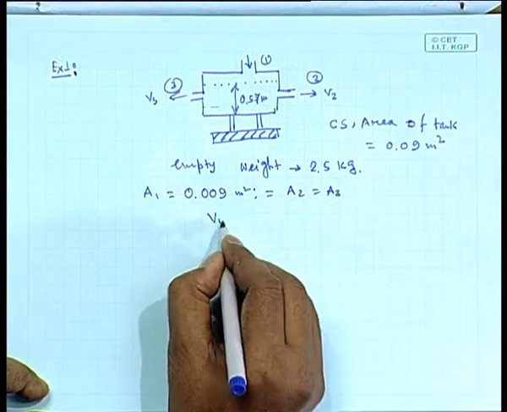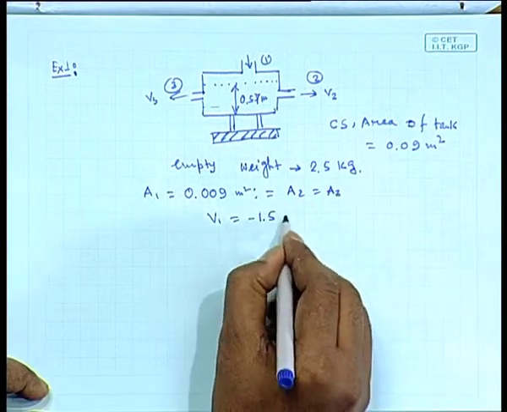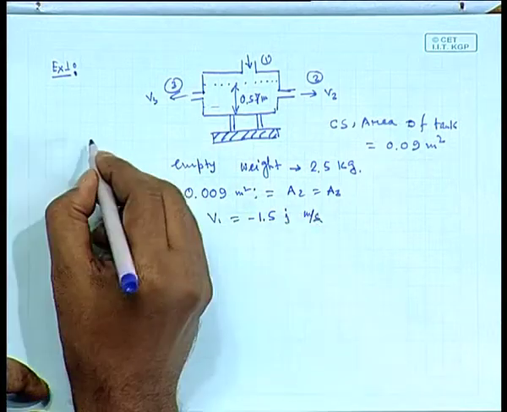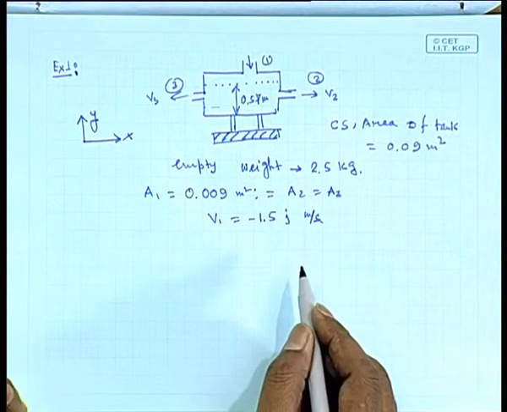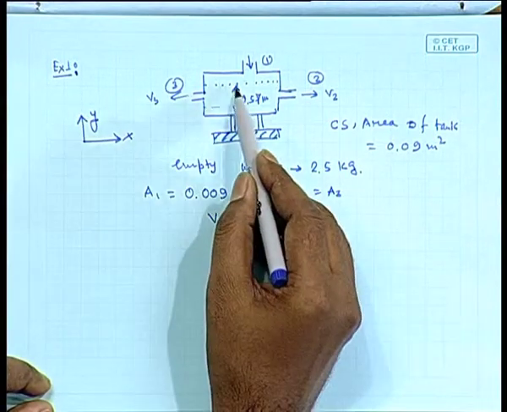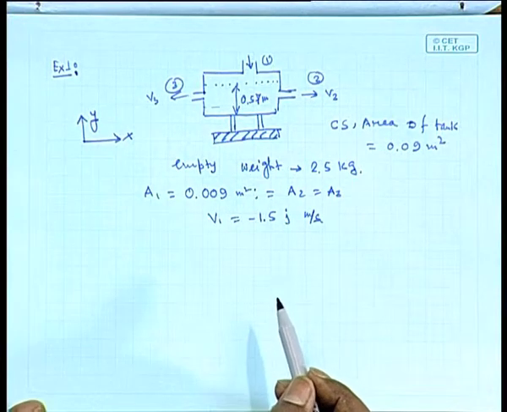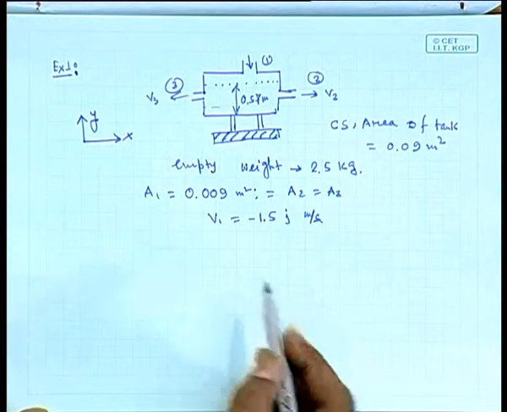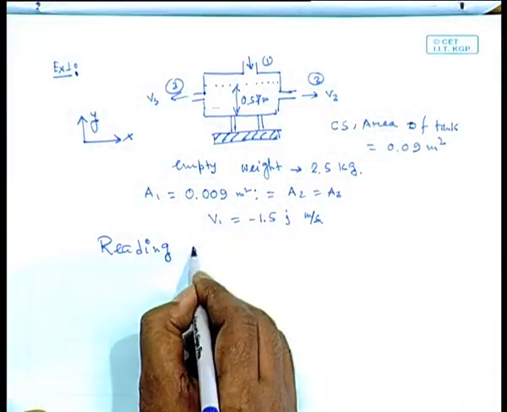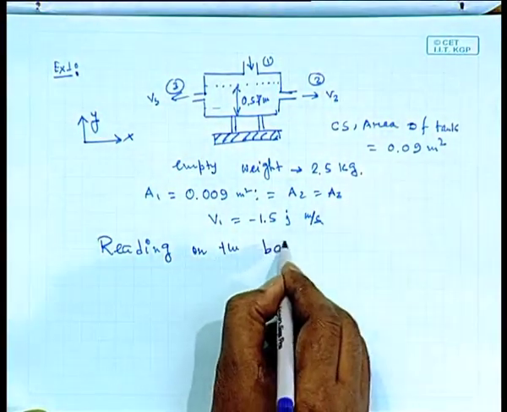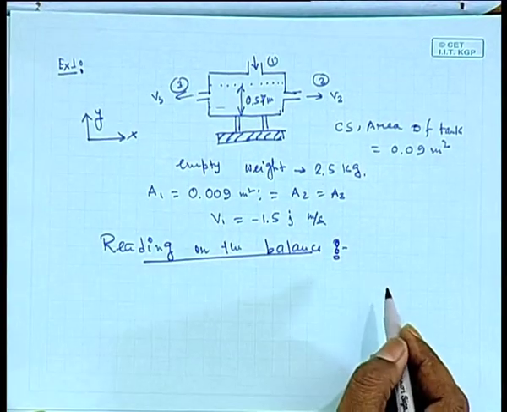This entrance velocity of the fluid is given, and it is minus 0.15 J meter per second. Your coordinate system is like this, so it is in the negative y direction. Under the steady state condition, the height of the container is maintained at 0.57 meter, and you have to find out the reading of the scale, the reading on the balance.